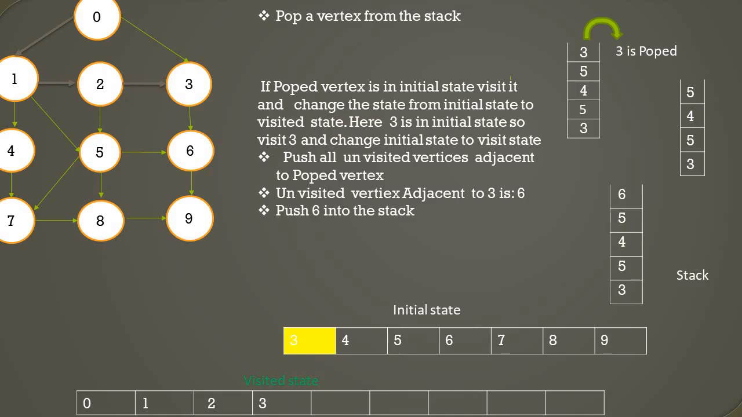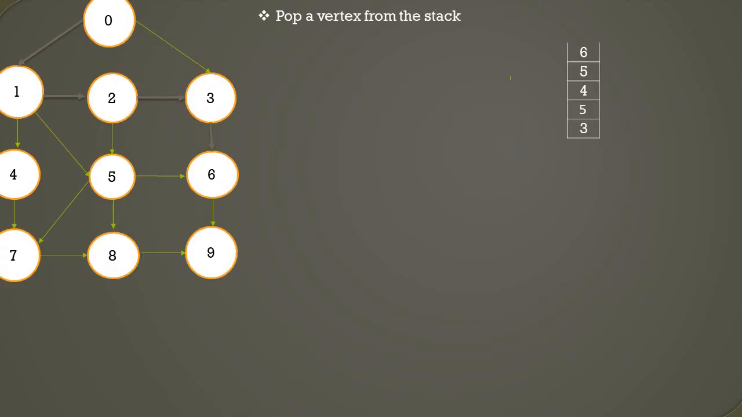Push 6 into the stack. The stack position is 3, 5, 4, 5, 6. Pop a vertex from the stack 3, 5, 4, 5, 6. 6 is popped. Remaining values 3, 5, 4, 5.